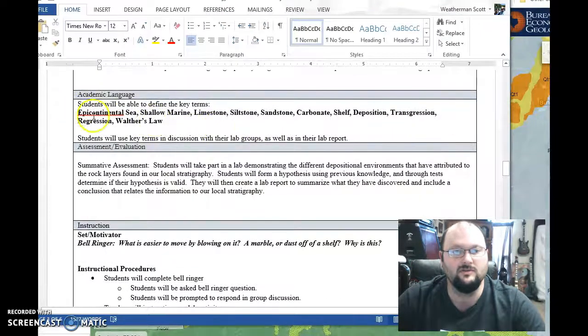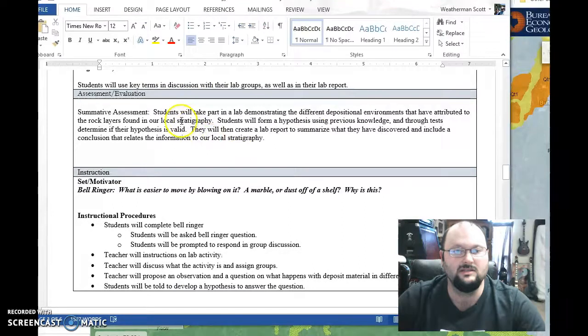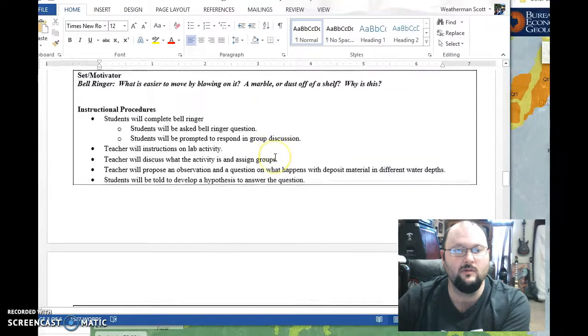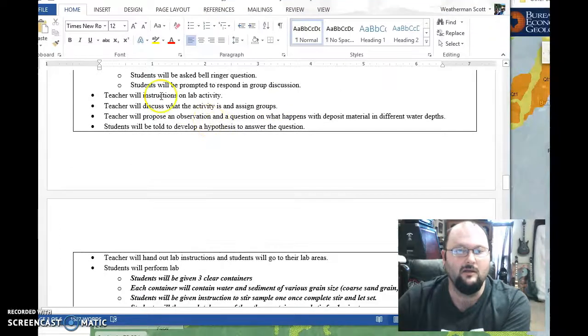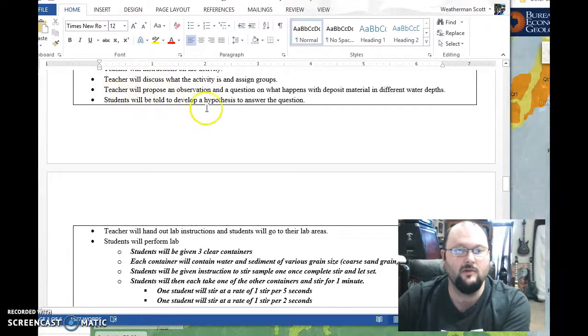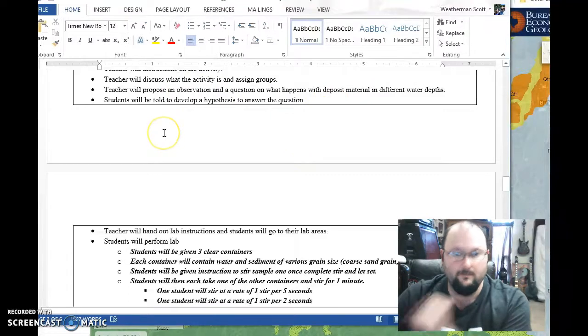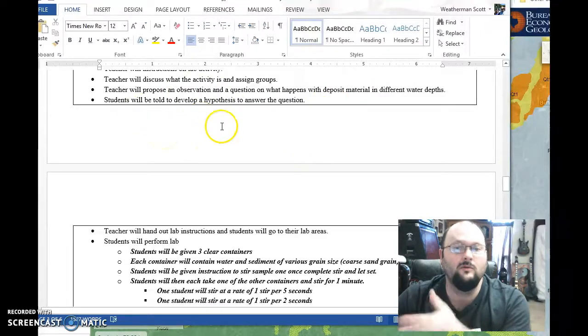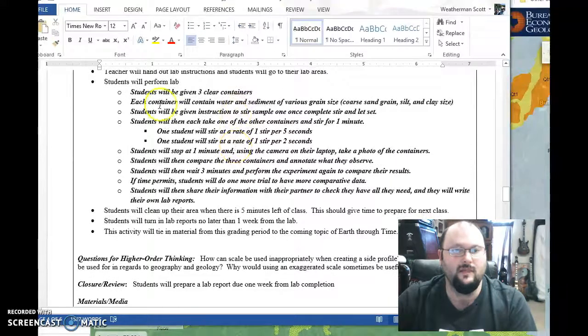Here's some of the stuff that you need to know. We talked about Walther's Law recently. We talked about some of this other stuff, so then you know those things. The summative assessment itself is going to be a lab report that's done from a lab. So they're going to do a lab demonstrating different depositional environments. The way I'm going to do this is they're going to be partnered up. They're going to be given an observation, and a question on what happens with deposited material in different water depths. They're going to then develop their own hypothesis.